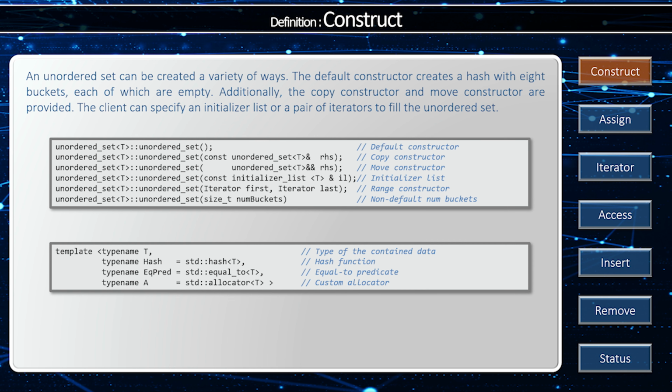The unordered set has a large number of constructors, including the default constructor, the copy constructor, and the move constructor, which work just the way you expect. It also has the initializer list constructor and the range constructor, which will take a bunch of elements and drop them into the unordered set according to the hash function. We can specify the number of buckets. But the interesting thing about the unordered set is the template. We specify the data type, the hash function, and the equals predicate.